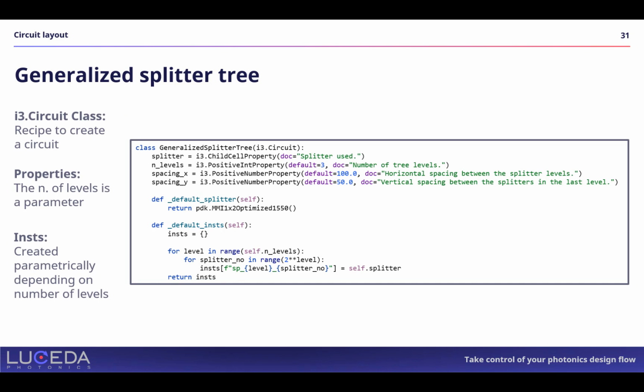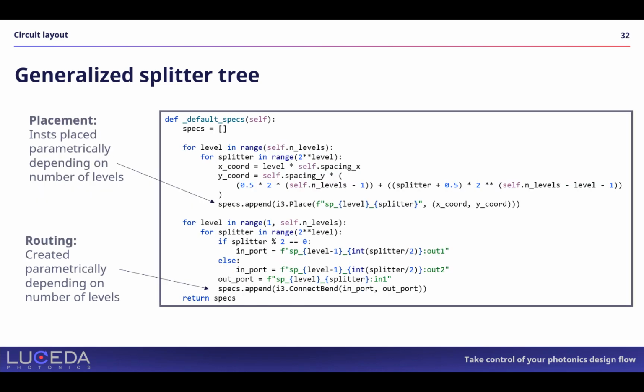By nesting a for loop within another for loop, we can iterate through each splitter in each level and add them to our instances dictionary. The good news here is there are very few methods needed for this that we have not already seen. We will use a combination of f-strings and for loops with some basic logic to achieve the desired circuit. We can extend this for both placement and routing specifications.